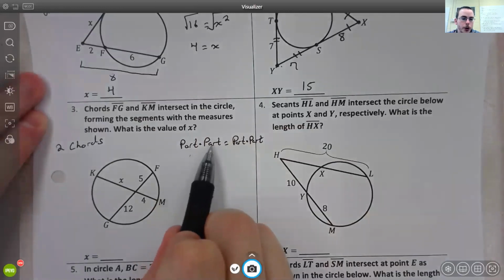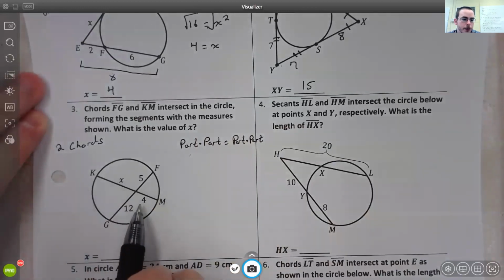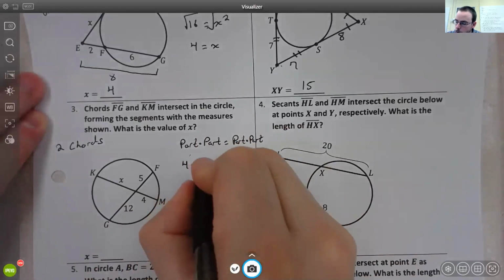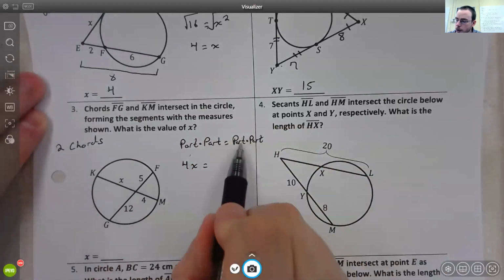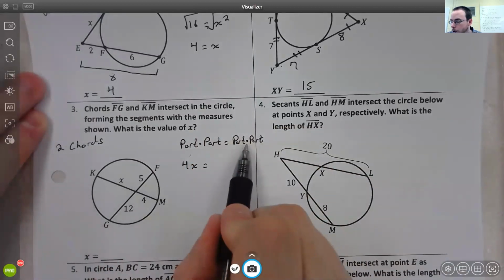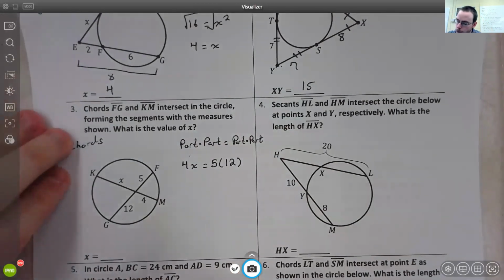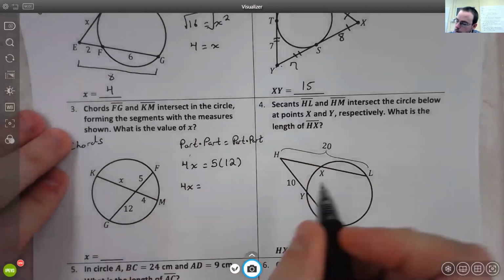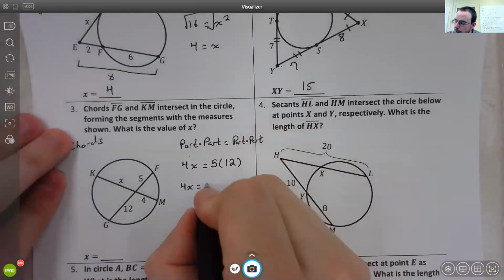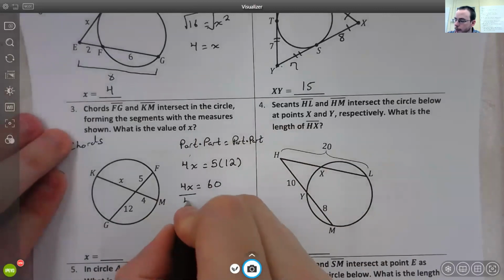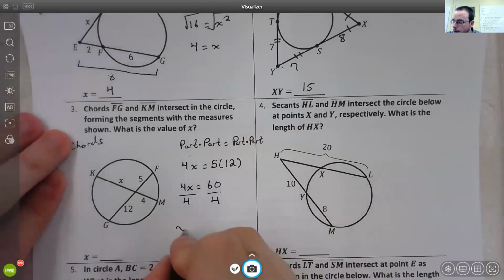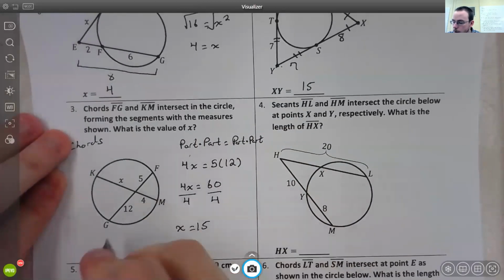So our first chord's parts are X and 4. So we have 4X. And our other two parts are 5 and 12. So 4X equals 5 times 12. 4X drops down. 5 times 12 is 60. Divide both sides by 4. And we find that X is equal to 15.